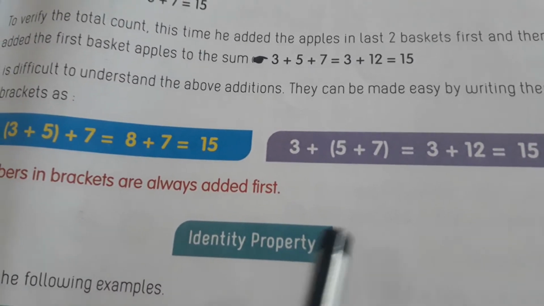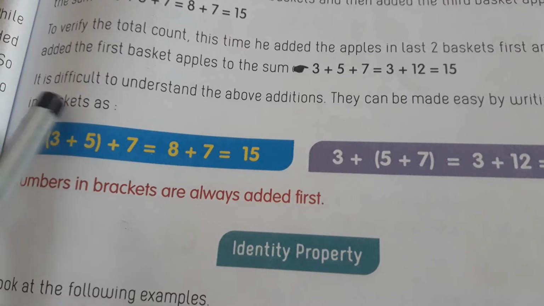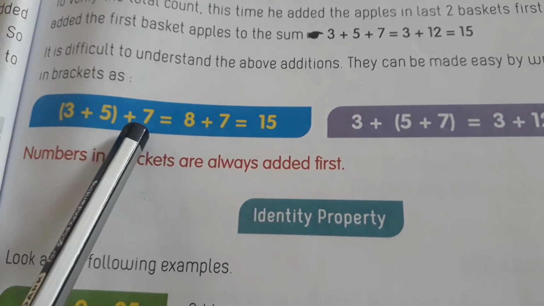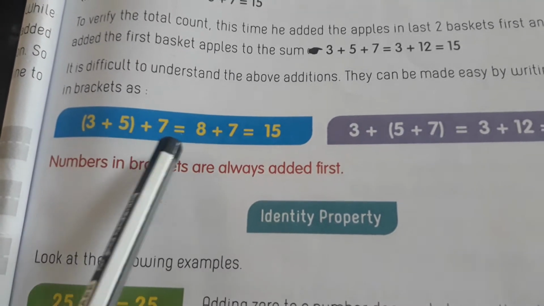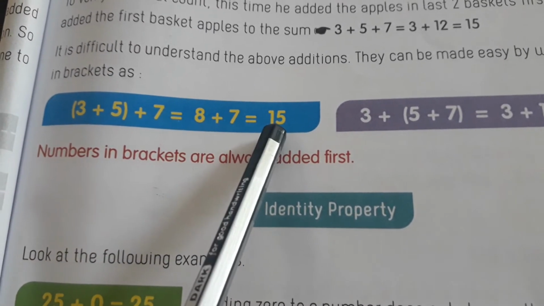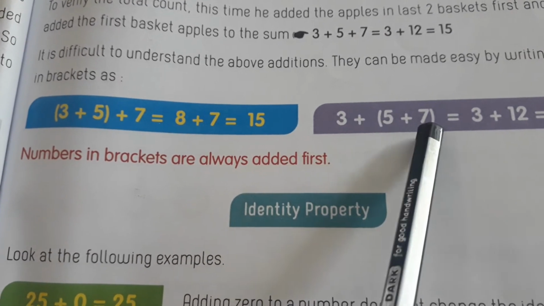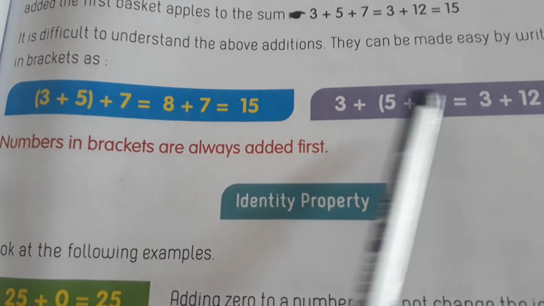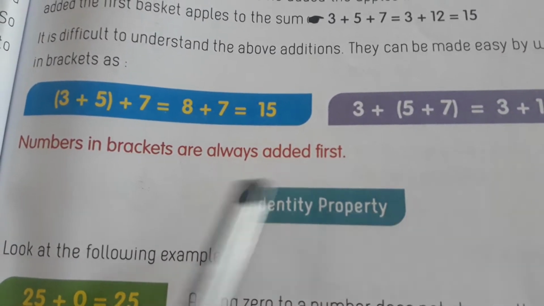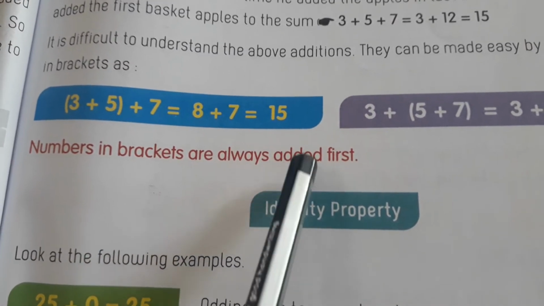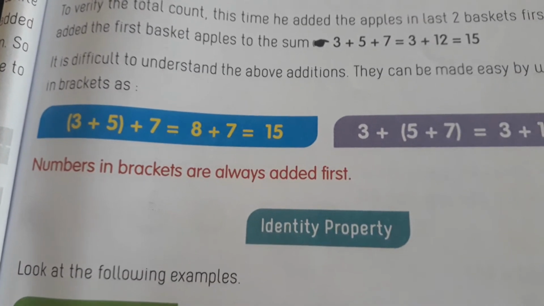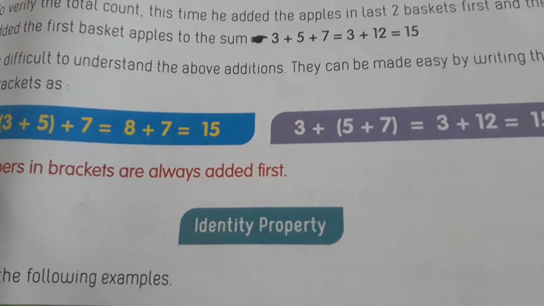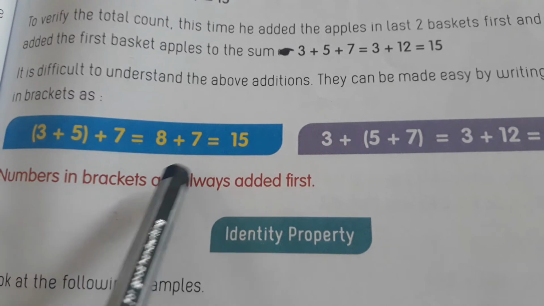They can be made easy by writing them in brackets. Look here, 3 plus 5 is one group, plus 7. First add 3 plus 5, 8 plus 7, 15. Then 3 plus 5 plus 7, so 5 plus 7 is one group. First add 5 plus 7, 12. 3 plus 12, 15. Numbers in brackets are always added first. It is the main important point in associative property, children.